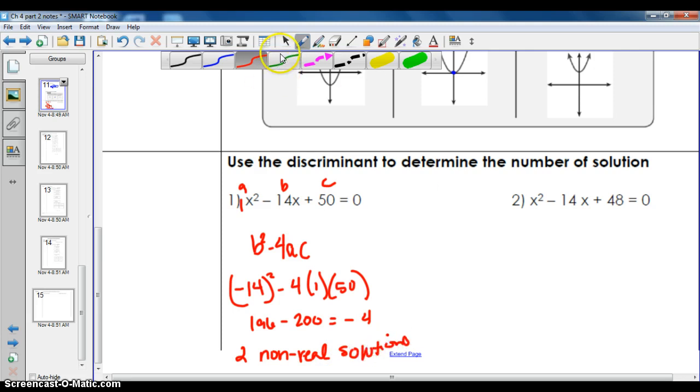All right, so try that next one on your own. Again, use b squared minus 4ac. Just the discriminant is what we're looking for. So plug that in and then look above and tell me how many solutions we have and what type they are.